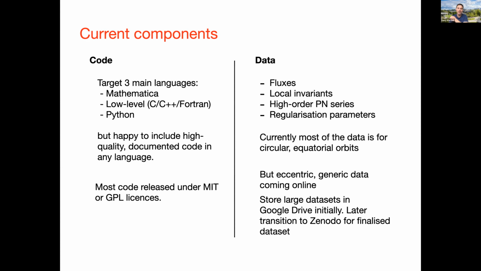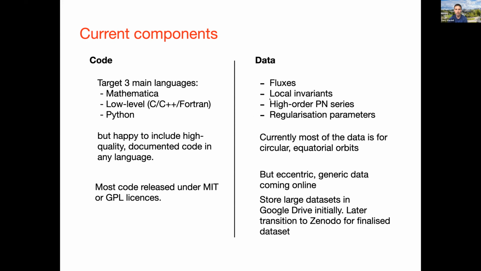As I mentioned earlier, as well as code, we also try to gather, collect and collate all of the data that's been released over the years. So for example, gravitational wave energy fluxes. In the self-force community, local invariants are a big thing that people compute. Post-Newtonian series are something that you really don't want to ever type in from a paper, so we try to collect them as much as possible in electronic form. And again, in the self-force community, regularization parameters are a big feature. So these all fall into the category of data rather than code.